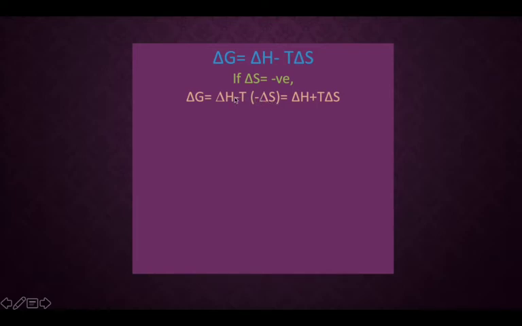So minus into minus will give plus. So that means the overall free energy change increases because the delta S value is negative. So delta G becomes more and more positive.